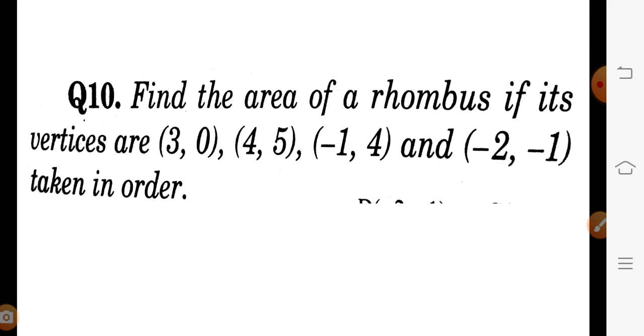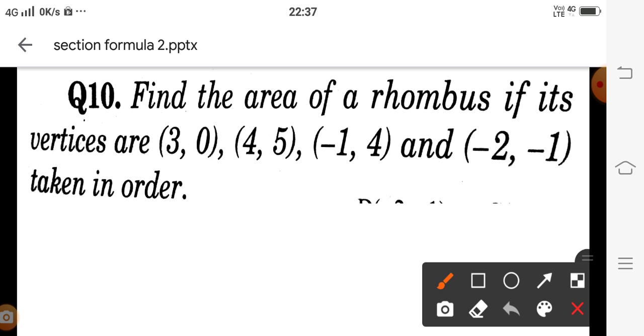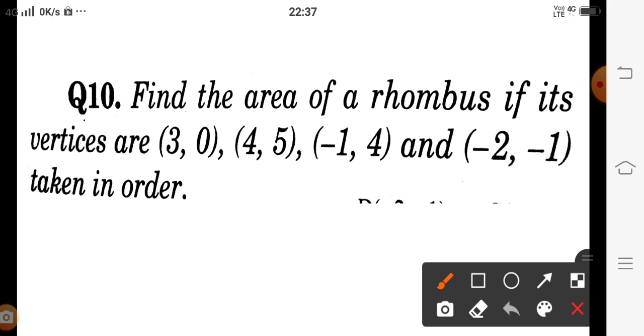Let us solve one more question here. This is also from your NCERT book, question number 10. We have to find the area of a rhombus. And the area of a rhombus we know is half diagonal 1 into diagonal 2, we are taking this concept. If we have the lengths of the diagonals of a rhombus, then easily we are able to find the area by using the formula half into length of diagonal 1 into length of diagonal 2.